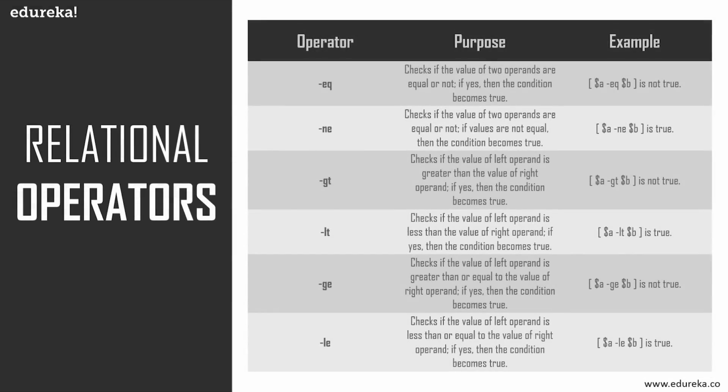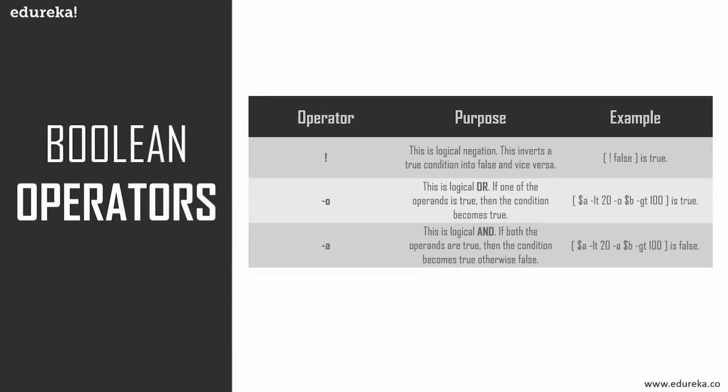Next we have relational operators. Now the Bourne shell supports these relational operators that are specific to the numeric values. Now these operators do not work for string values unless their value is numeric. We have again the equal operand, not equal to, greater than, less than, greater than or equal to, or less than or equal to.